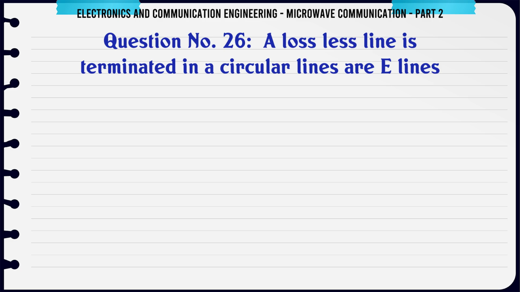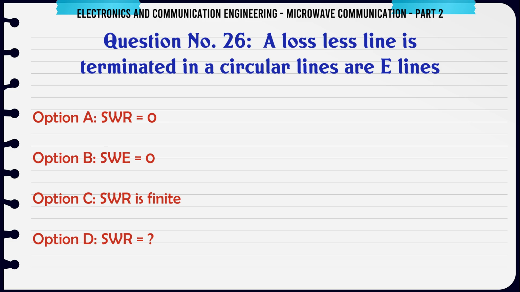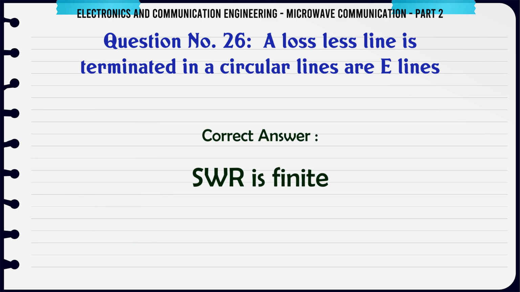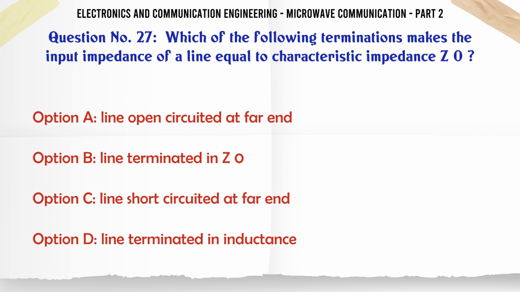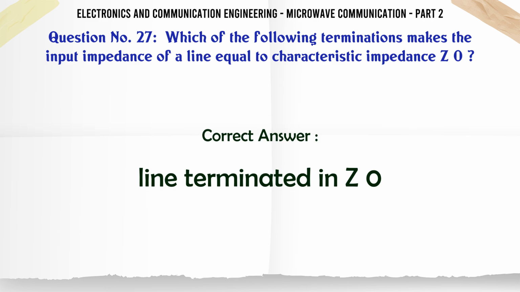A lossless line is terminated in a circular line: A. SWR 0, B. SWR ∞, C. SWR is finite, D. SWR. The correct answer is SWR is finite. Which of the following terminations makes the input impedance of a line equal to characteristic impedance Z0? A. line open circuited at far end, B. line terminated in Z0, C. line short circuited at far end, D. line terminated in inductance. The correct answer is line terminated in Z0.